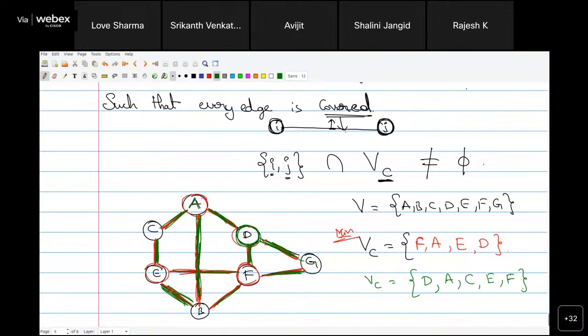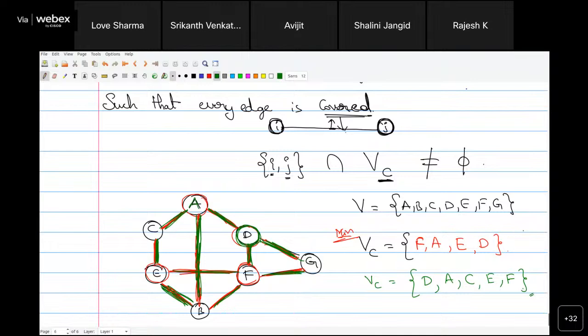But if you observe clearly, this particular vertex cover has 5 elements inside it. And this is not the minimum vertex cover. Even though it covers all the edges, this is not the minimum. So you have to find the minimum vertex cover, not just a vertex cover. You can get multiple vertex covers, but among them, you have to find the minimum vertex cover. So you have to use the minimum number of vertices and cover all the edges. That will be the optimal case for this vertex cover.